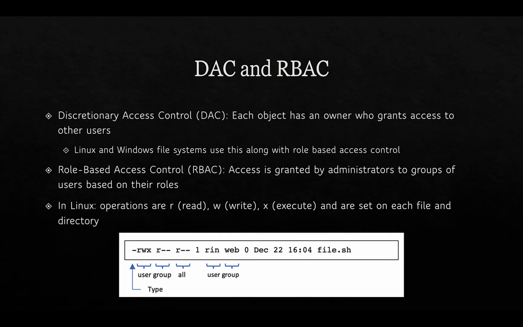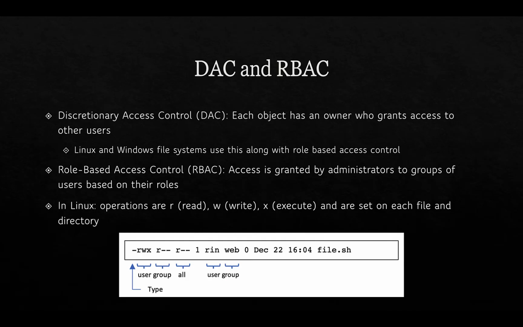In this example here of a file.sh, we can see the permissions that have been set on this file. So the file is owned by the user RIN, and there's special access also given to the group web. It's not necessarily the case that RIN is part of that group, but it would be normal for the user to be part of that group. But you might want to give groups different access than users.